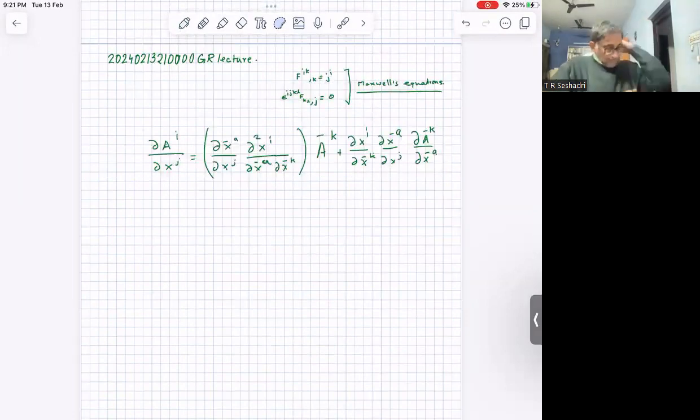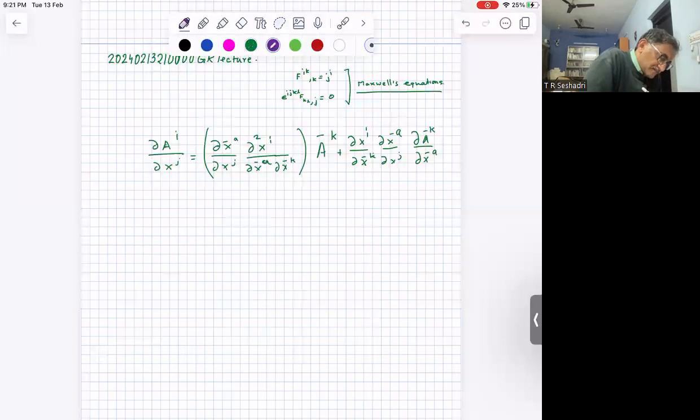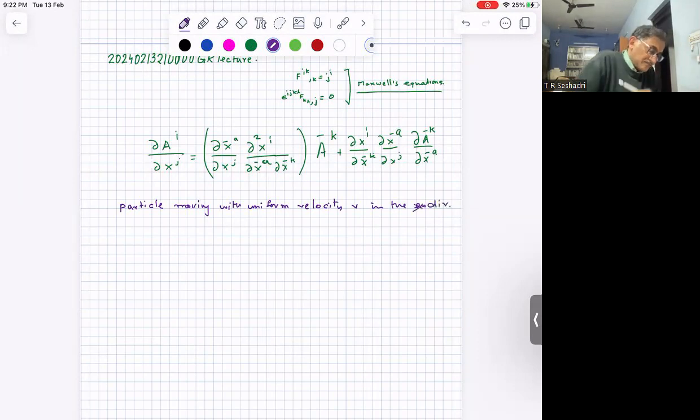Now, as I was telling last time, why does this happen? Let us take the case of a particle moving with uniform velocity v in the x direction. This is my observer, this is my x direction, this is my y direction, and a particle is moving here. Now, at a certain time, it is here, and at a later time, it is here. Now, what is the velocity vector in Cartesian system?